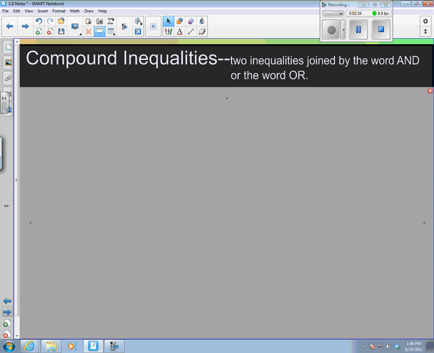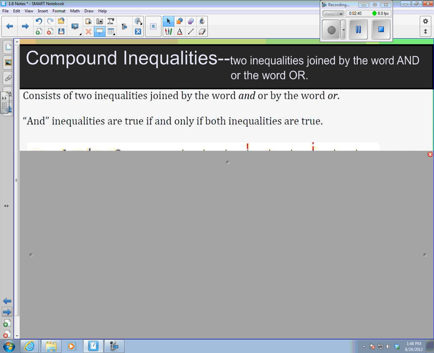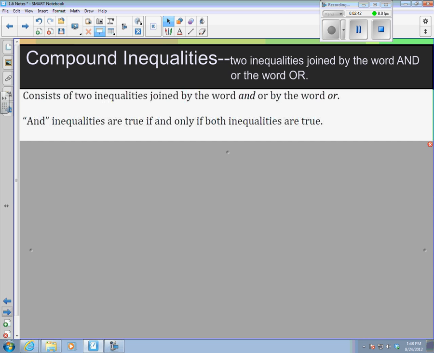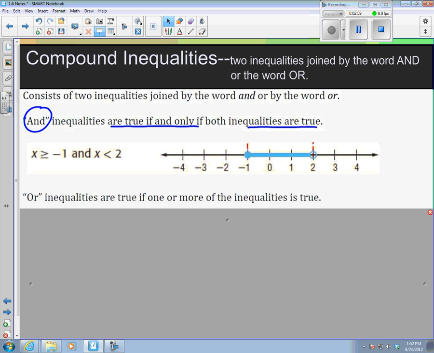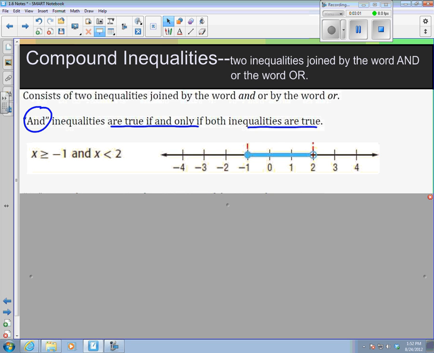Compound inequalities: two inequalities joined by the word and or the word or. AND inequalities are true if and only if both inequalities are true. So in order for this compound inequality to be true, if you're working with the word and, it has to satisfy both inequalities. It's already graphed for us, but I'll look at that again in a second.